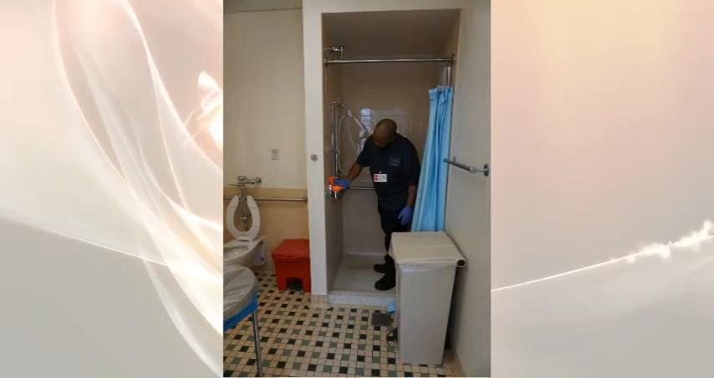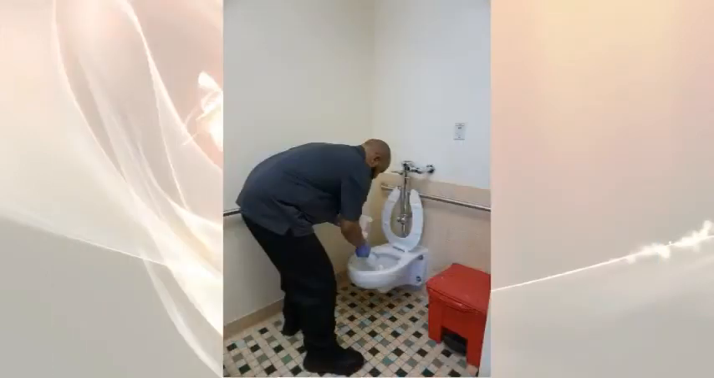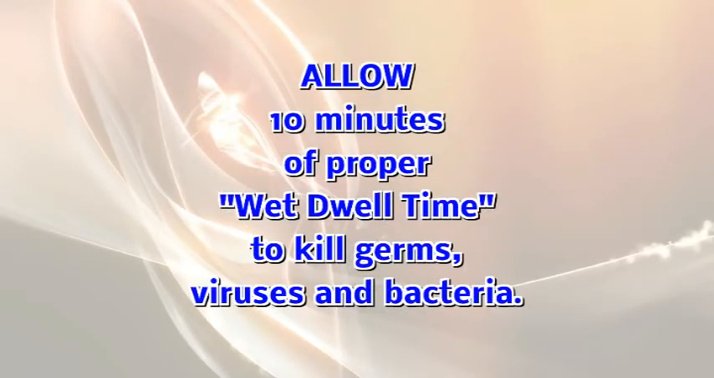Next, start disinfecting the toilet by first applying bowl cleaner into the bowl of the toilet and allowing it to sit for 10 minutes or more. Apply neutral disinfectant cleaner to the rim of the toilet, to both sides of the seat, and to all exterior surfaces of the toilet, again allowing for proper wet dwell time. Wipe all surfaces of the toilet down and leave in a clean and streak-free condition.